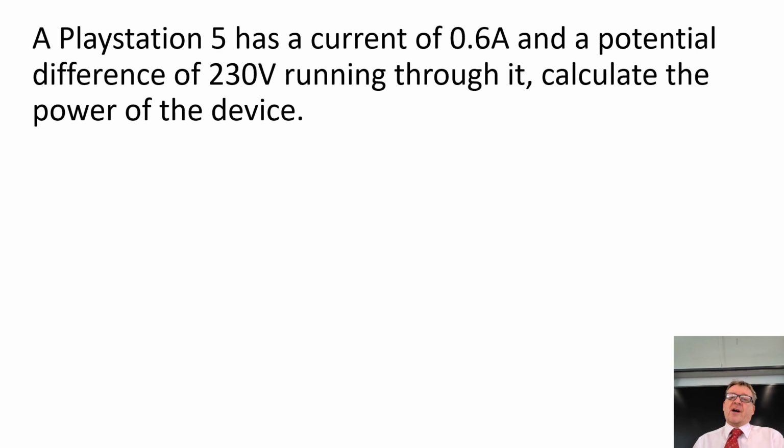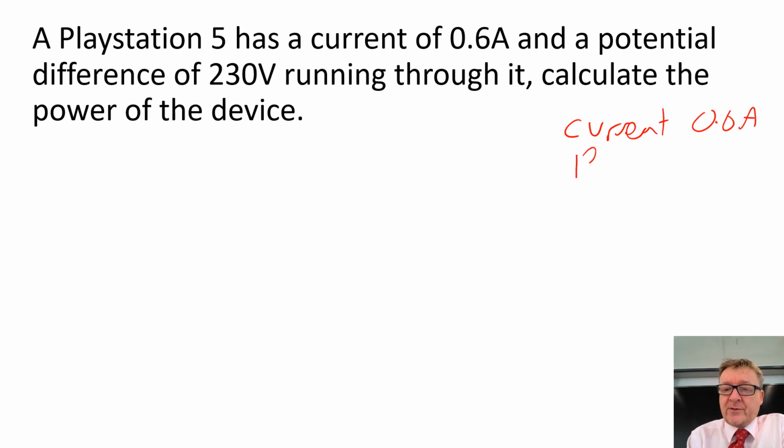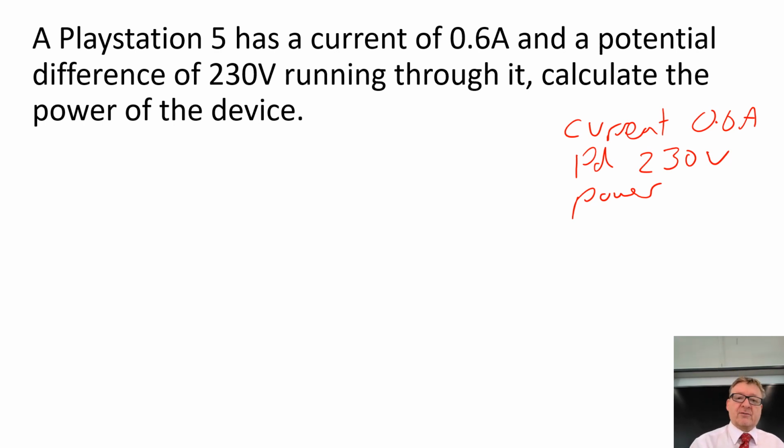A PlayStation 5 has a current, I don't care whether it's a PlayStation or an Xbox or whatever it is, current 0.6 amps and a potential difference of 230 volts running through it. Calculate the power. Okay, so equations, if it's in your head, that's fantastic. If you need to go and look at the sheet, but obviously it benefits you if you learn them. It is power equals potential difference times current.